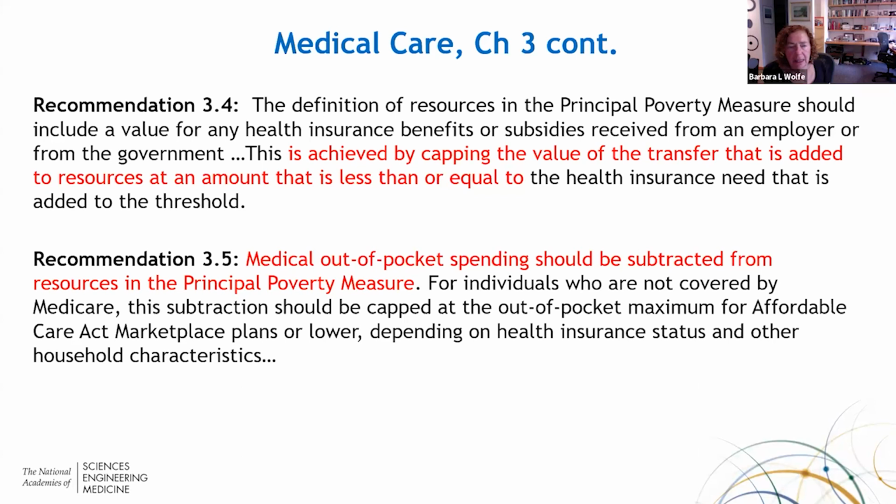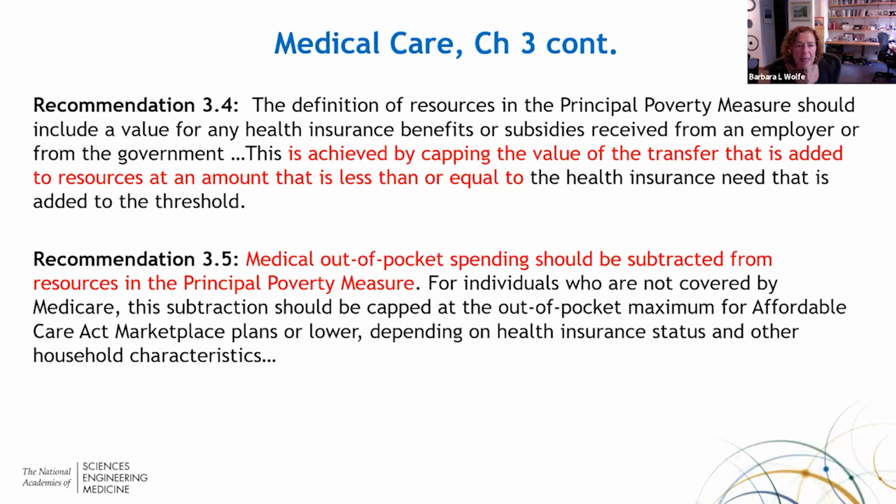On the resource side, we recommend that we take into account the benefits received either from the government or through an employer. So we would add the value from, let's say, either Medicaid or Medicare or the employer to resources, but we would cap that at the value that has been added to needs on the basis of the ACA benchmark plan. So that takes into account the fact that health insurance will not put a roof over your head. It is not fungible, to use the more technical term.